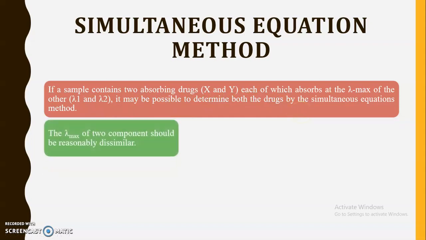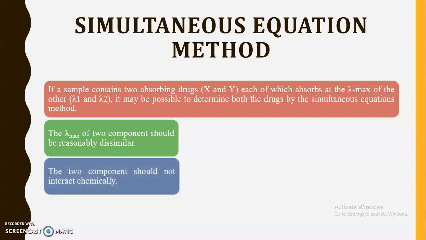Now the lambda max of the two components should be reasonably dissimilar. What is the condition for this? The lambda max of both the drugs should not be quite similar to each other. There should be a measurable difference between the lambda max of the two drugs.